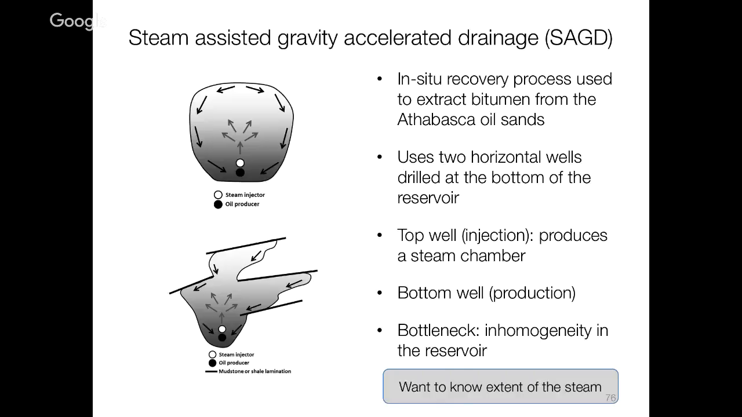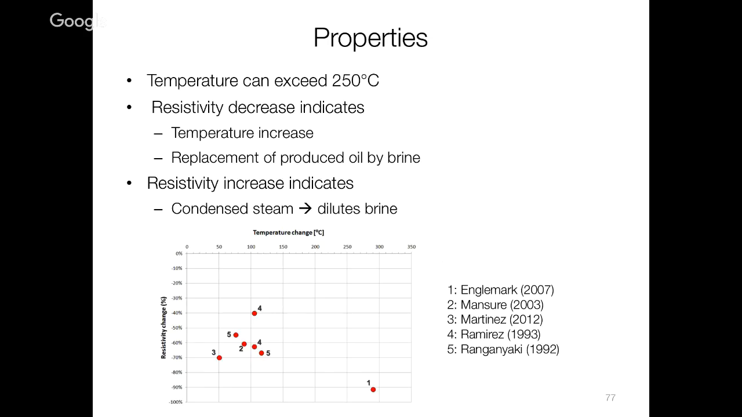It's used quite successfully in Alberta and perhaps elsewhere too. And the goal is to try to understand where this steam is and where you're actually getting rid of, or extracting, the oil, and in regions that you're not. So we really want to know where that steam is. So first thing, what does steam do? What would we expect for resistivity contrast?